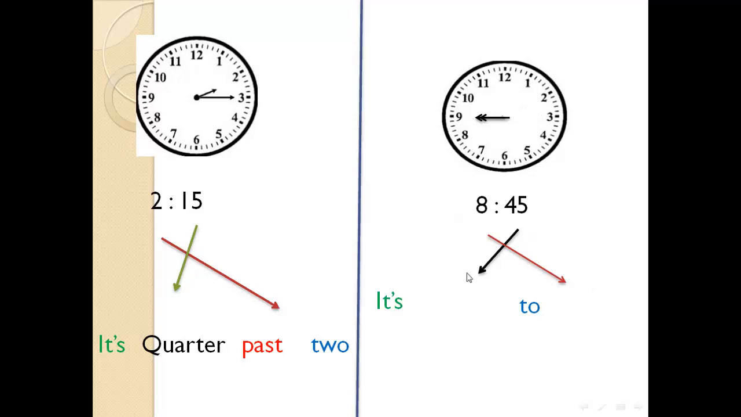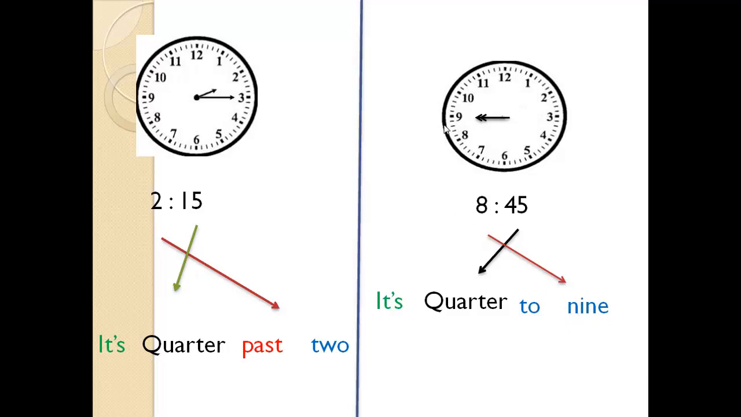Now, it's 45 to. 45 has a name: quarter. It's quarter to what time here? To 8? No. To 9. Why 9?